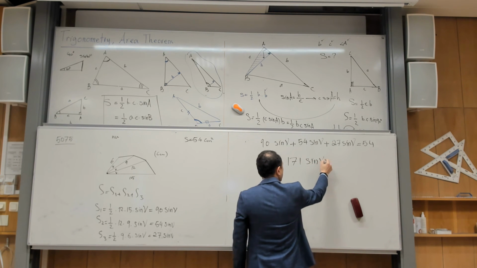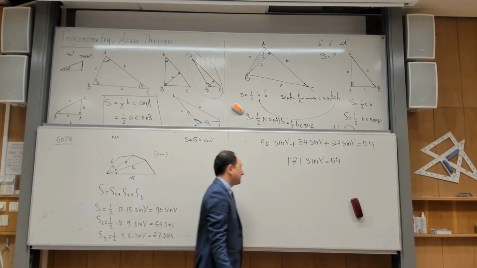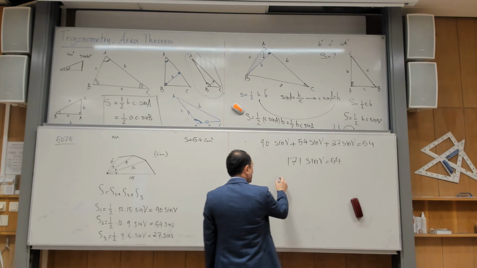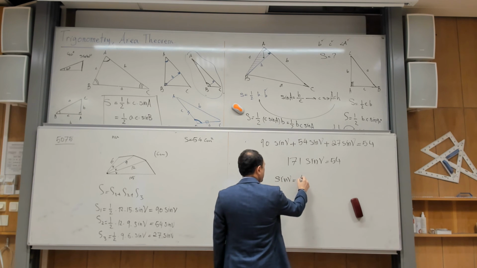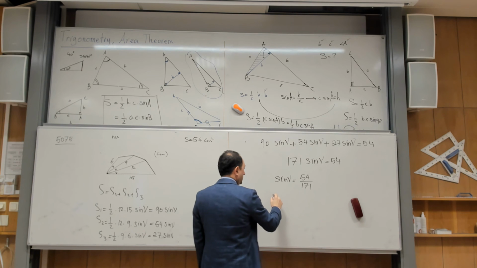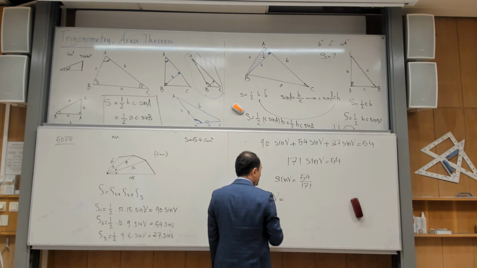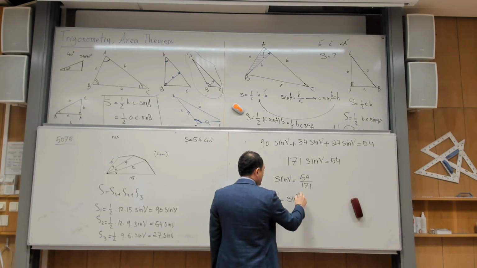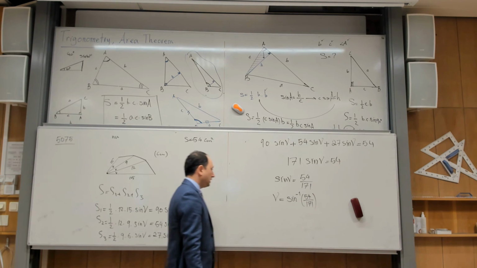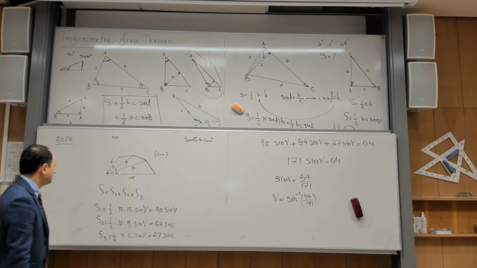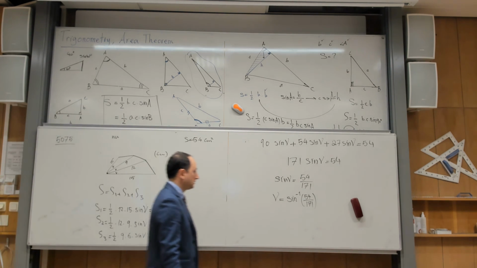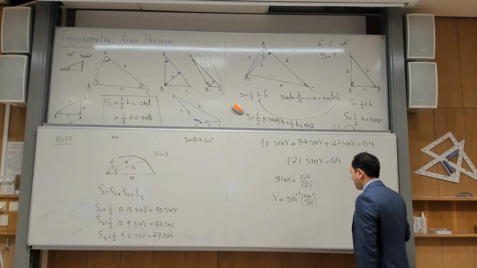Check my calculation. That's correct. Okay, and then I need to find sine of nu. I make it alone, so sine of nu becomes 54 divided by 171. But be careful here. And so nu is sine inverse of 54 over 171. And then what you get is in your calculator. Can you calculate this for me?